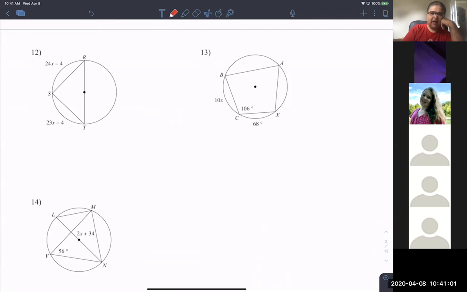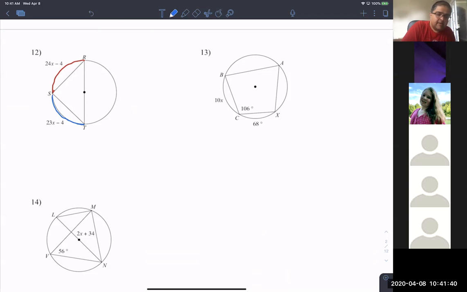Okay, I want somebody else to pipe in besides Miss Sizemore. There's so many other people here, so please speak up. Make sure to unmute yourself. How do we solve for x here? What would be my equation that I would write first in order to solve for x? Pythagorean theorem? Not Pythagorean theorem. We're not asking for a side. We're given that this arc right here is 24x minus 4, and we're given that this arc adjacent to it is 23x minus 4.